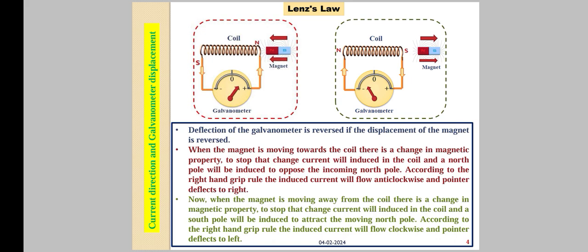Here you can see the coil will create some poles, south pole and north pole. When there is a change in the magnetic properties because of the magnet movement, when it is moving towards the coil, the coil creates a north pole, so it will oppose that change. In the next circuit, when the magnet is moving away from the coil, to stop that change it will create a south pole to attract that magnet. These things we can find out by using the right hand grip rule.